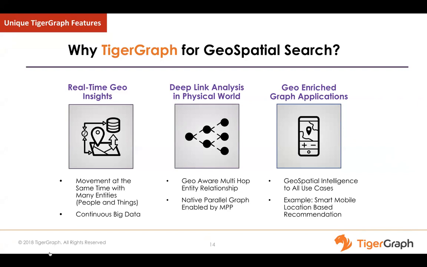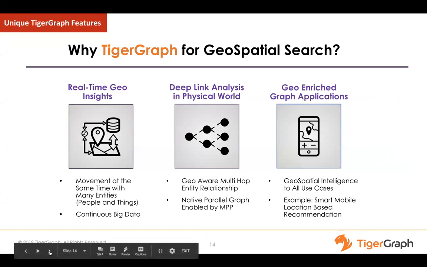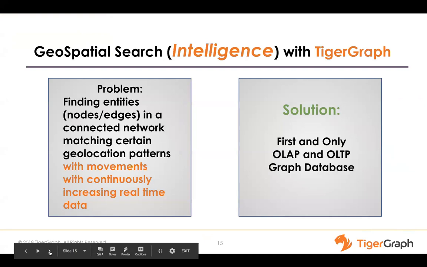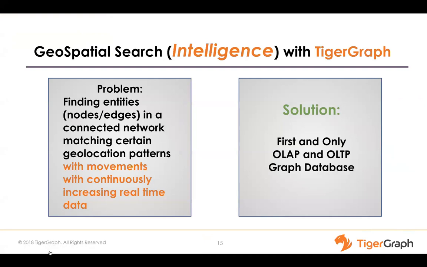And TigerGraph is already suited for many other data use cases, and you can just add the geo features very easily to your current use case. For example, if you are looking at smart mobile location-based recommendation, those geo-enriched applications are very easily achieved by TigerGraph. And again, with TigerGraph, you are able to achieve geospatial intelligence.